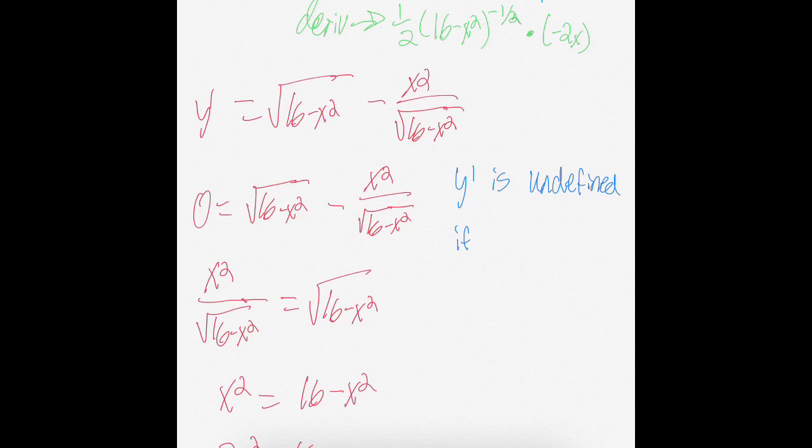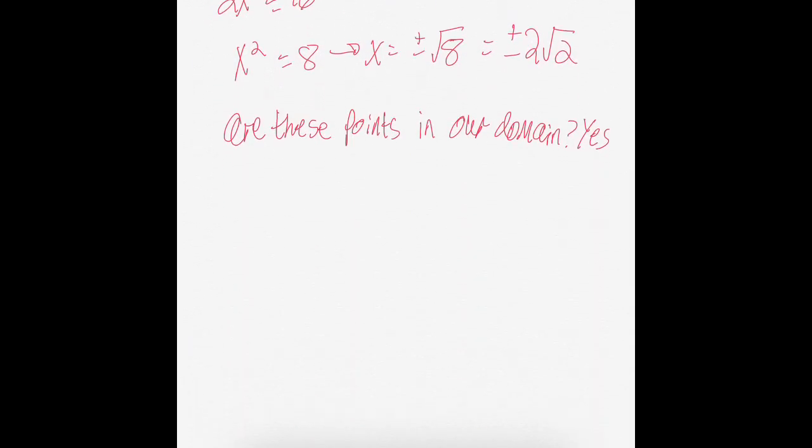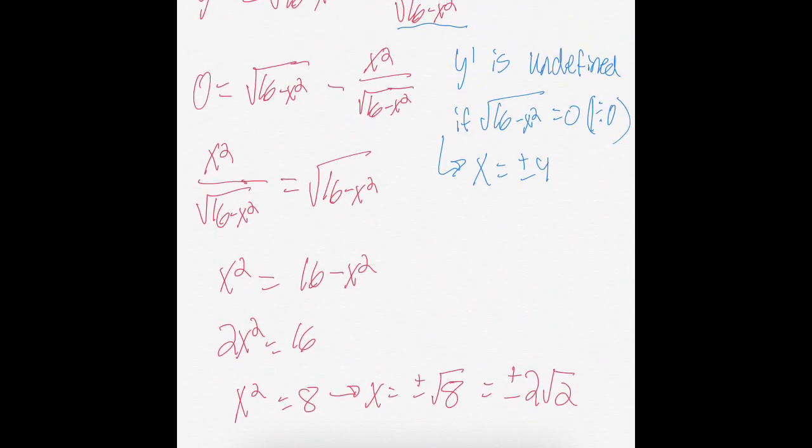Now, we should also notice that in this case, y prime is undefined somewhere. In fact, it's undefined if this denominator, root 16 minus x squared, equals 0, because then I'm dividing by 0 here. And that is the same as x equals plus or minus 4. So that means that the critical points in total are plus or minus 2 root 2 and plus or minus 4.